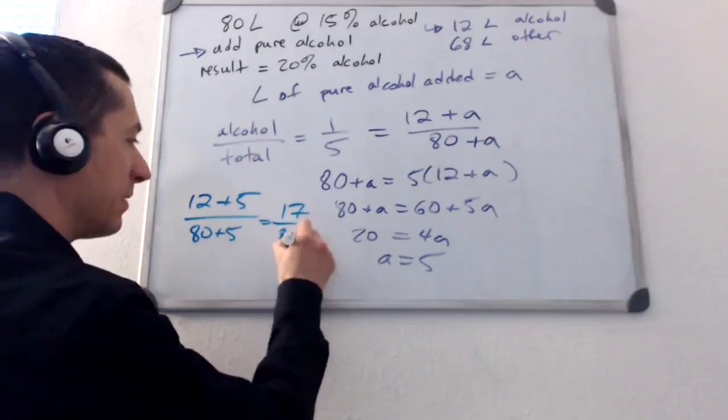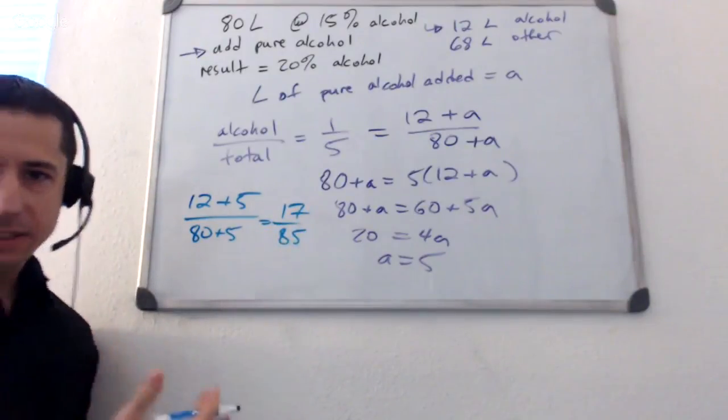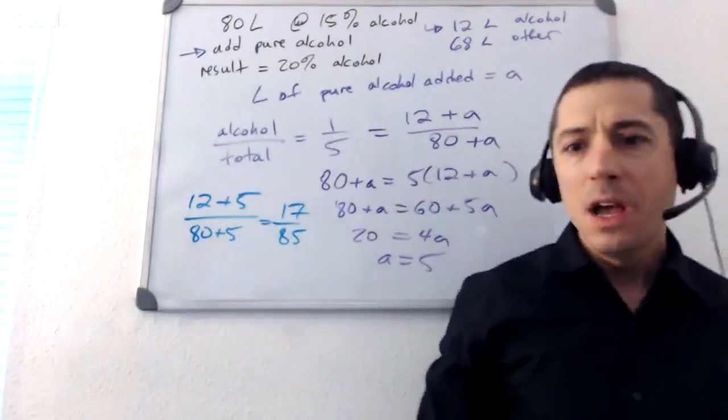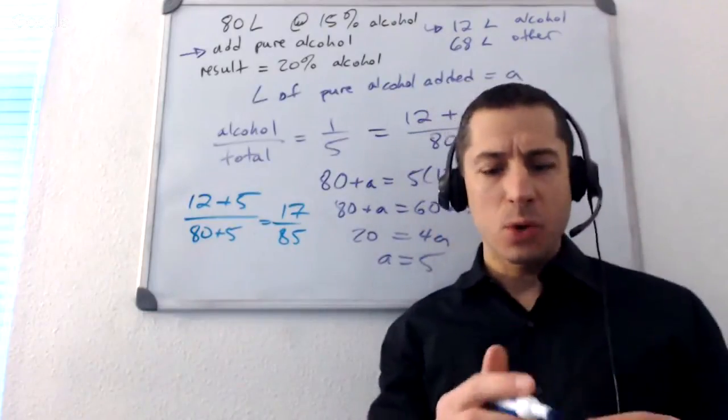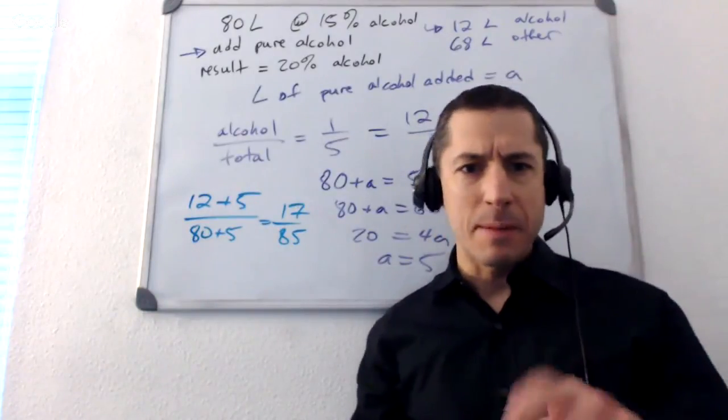17 over 85. Yep, that's 20%. And now I know I've got it. All right, we're going to finish up here. We've got 2 more questions, and depending on how time goes, I might make up a 3rd one.